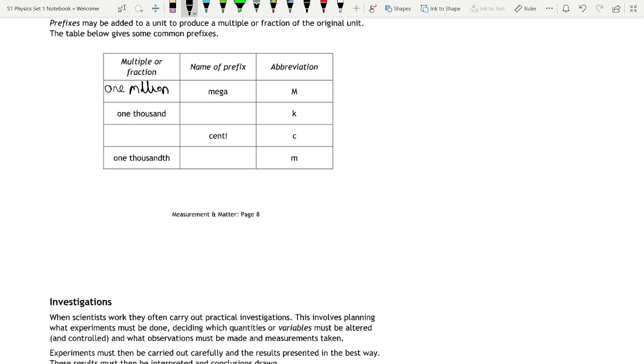Does anyone know what 1,000 might be? Yeah, kilo. Yeah, so 1,000 meters is a kilometer. So kilo.